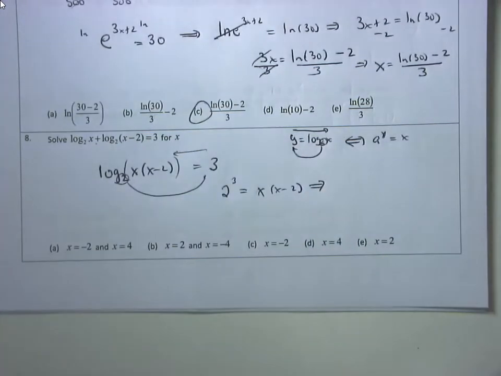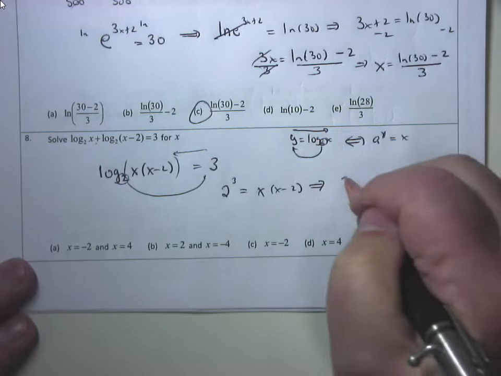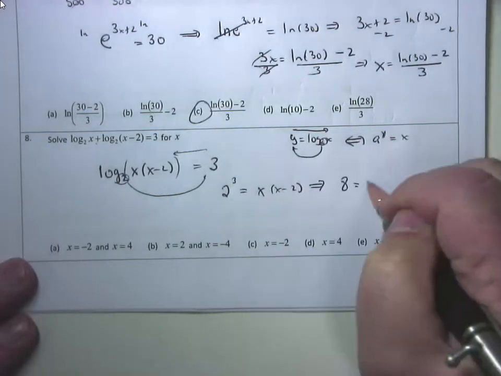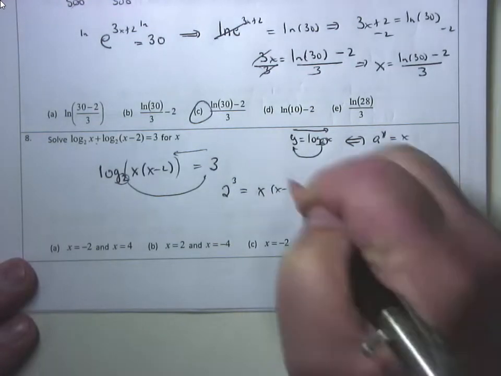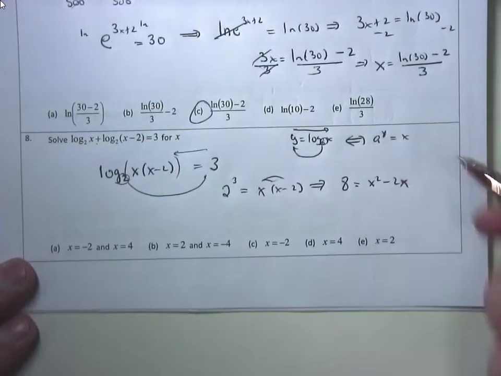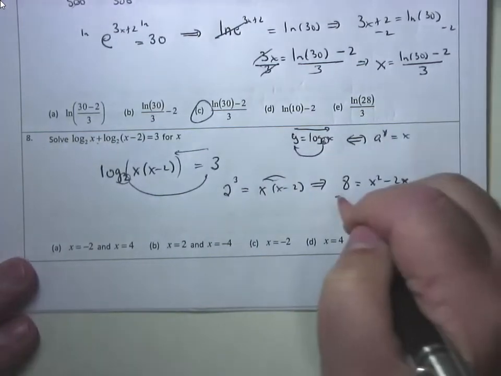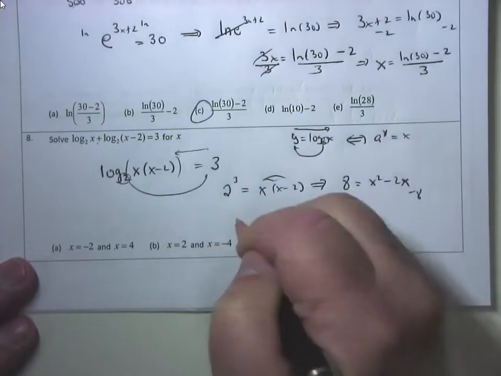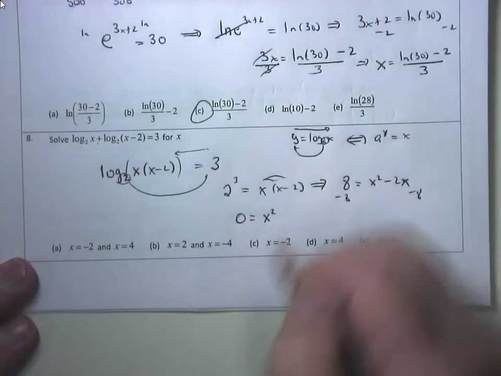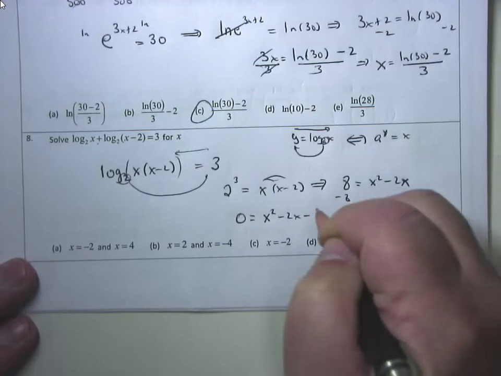We as mathematicians and teachers, professors, love logarithms because I can hide any kind of equation in a log. So clean them up. 2 cubed is 8 equals x squared minus 2x when I distribute. And I just turned it into a quadratic. Quadratics, you want to set equal to 0 and solve. So I'm going to subtract 8 on both sides, and I get 0 equals x squared minus 2x minus 8.